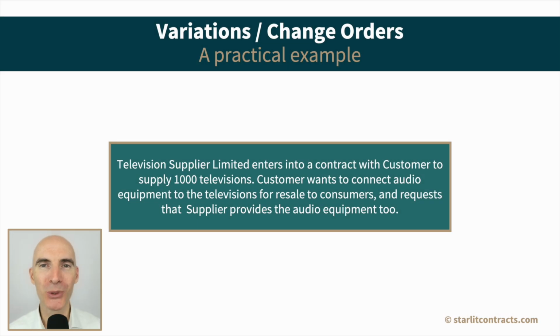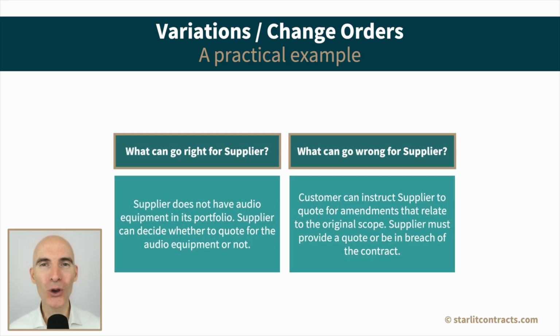Let's look at a practical example together now. Television Supply Limited enters into a contract with customer to supply 1,000 televisions. Customer wants to connect audio equipment to the televisions for resale to consumers and requests that supplier provide the audio equipment too. What could go right for the supplier in this situation? Well, upon receiving that request, the supplier might think, well, I do supply televisions, but I don't have within my portfolio the audio equipment that would connect with those televisions.